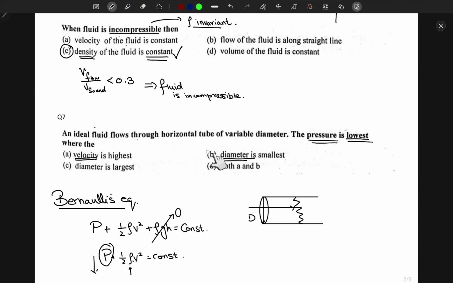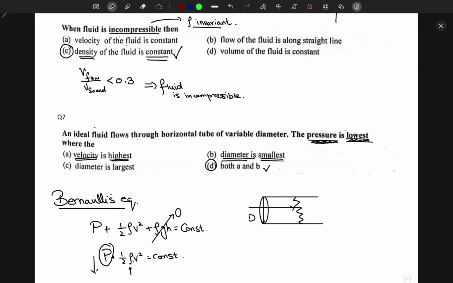So both A and B are correct. So diameter should be small and the velocity should be high. Only then the pressure is lowest. So these two should be satisfied at the same time for pressure to be lowest. So both A and B are the correct option. So we'll choose D.